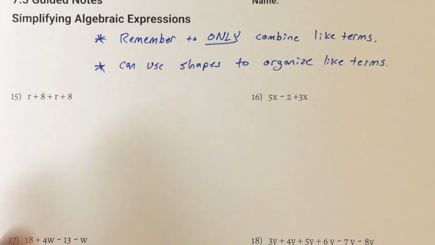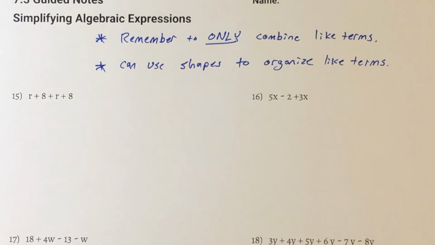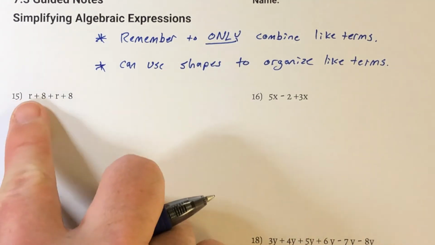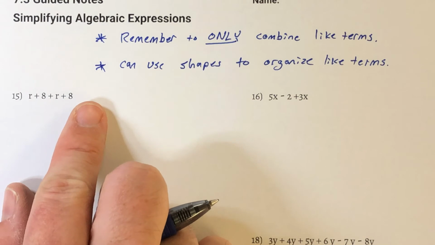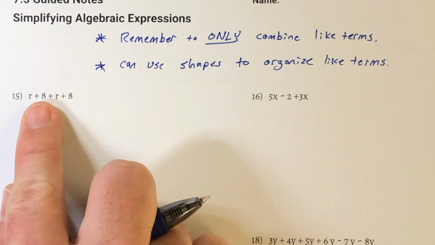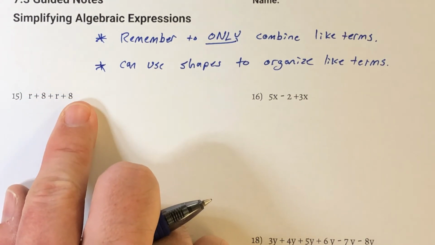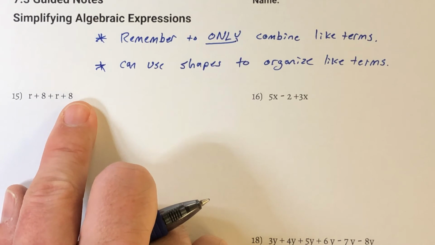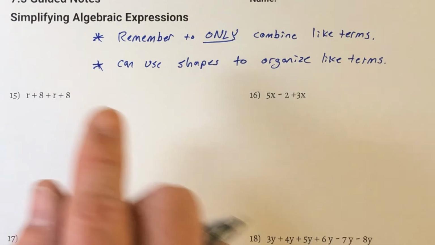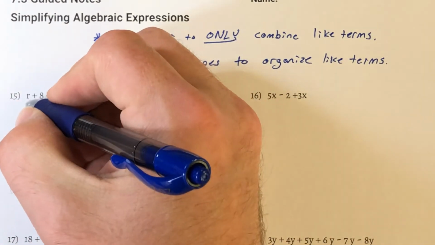All right, so first example. We have r plus 8 plus r plus 8. These are not all like terms because they don't all have the same variable. Only two of them have r's. These two don't have r's. So you cannot combine everything that you see. So we're going to use shapes and show you what you can do.